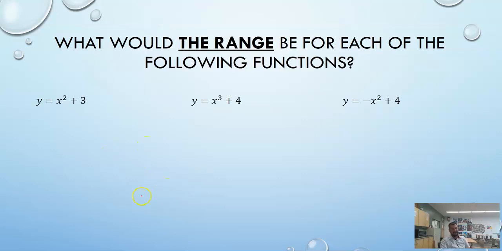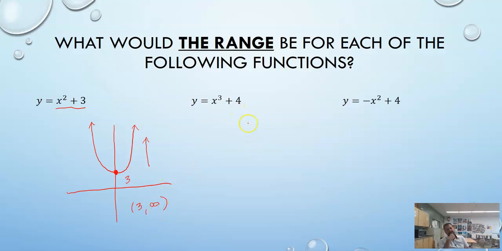For example, I'm not going to do all of these, I'm just going to do this first one. If I had y equals x squared plus 3, I know what that graph looks like. It is a parabola that has been shifted up 3 units. So if I was talking about the range, it is saying what y values exist on this graph. Well, the lowest y value is 3, and that graph goes all the way up forever and ever. So we would say that our range starts at 3 and goes all the way to infinity.